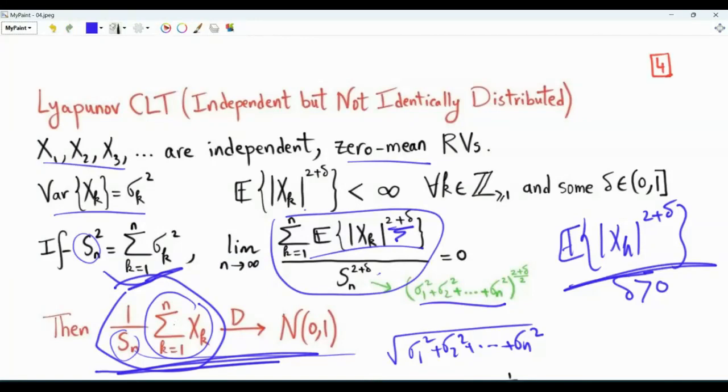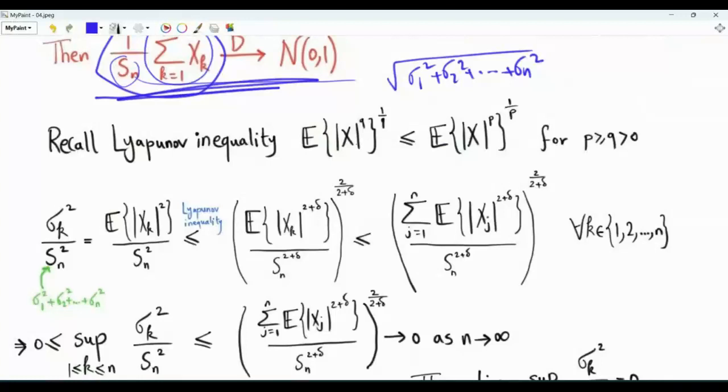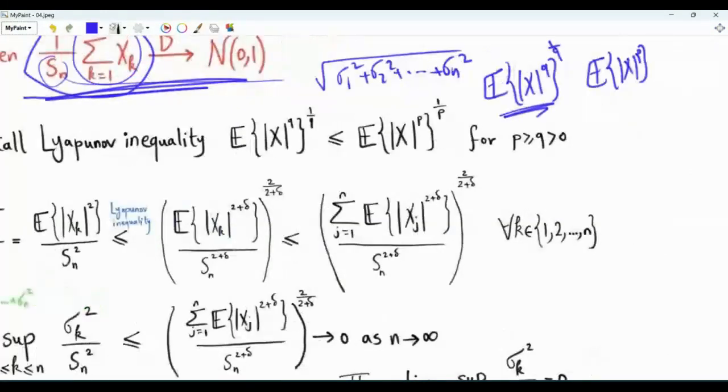Let's study the tools needed to prove this convergence statement. We have the Lyapunov inequality, which tells us that if we have a random variable X, p is greater than or equal to q, and q is positive, then the absolute moment of order q, raised to the power 1 over q, is less than or equal to the absolute moment of order p, raised to the power 1 over p. Let's apply the Lyapunov inequality with q equal to 2 and p equal to 2 plus delta.